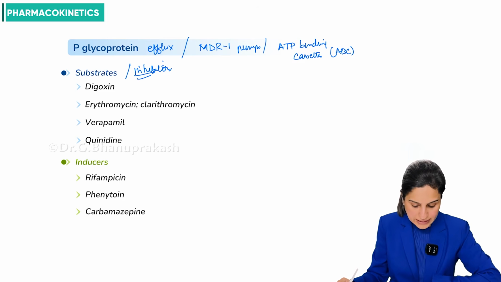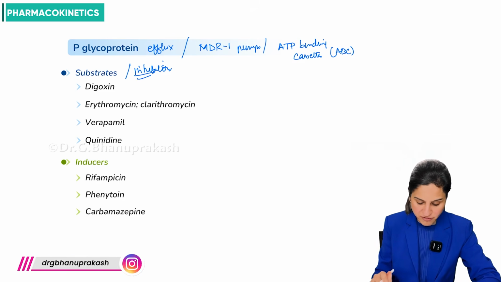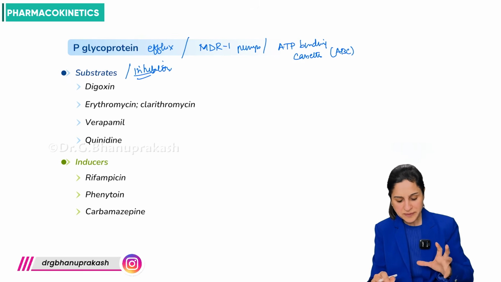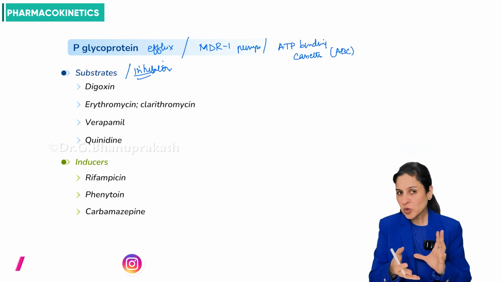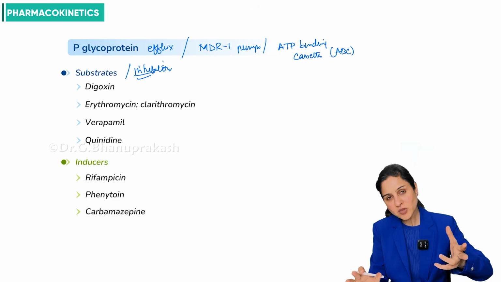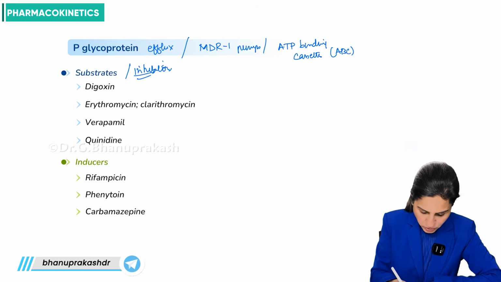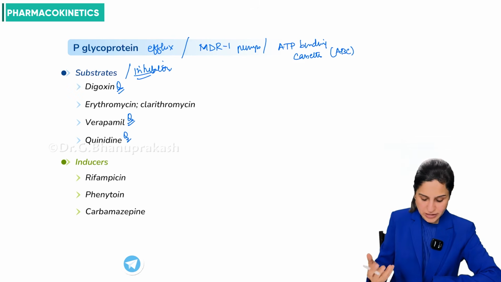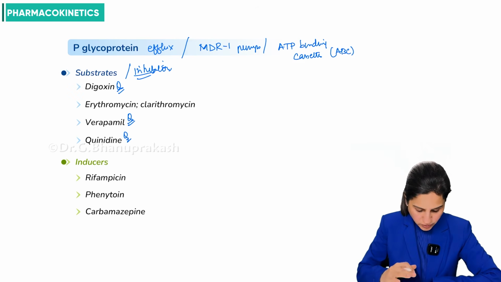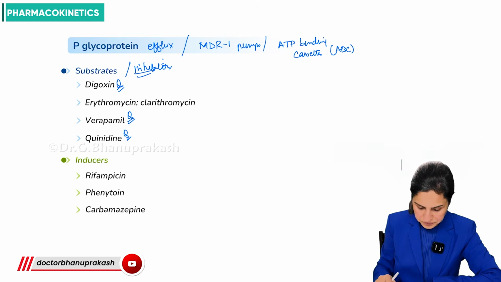Digoxin, erythromycin, clarithromycin, verapamil, quinidine. And then we have inducers. Inducers: rifampicin, phenytoin, carbamazepine. Just to give you a hint, the CYP inducers are also P-glycoprotein inducers, and the inhibitors over there are also similar. They are the P-glycoprotein inhibitors. Many a time the question has been asked on verapamil, then there is digoxin also involved, then quinidine. The inducers are easy to remember because they are similar. These are also the inducers for CYP, and also for the P-glycoprotein.